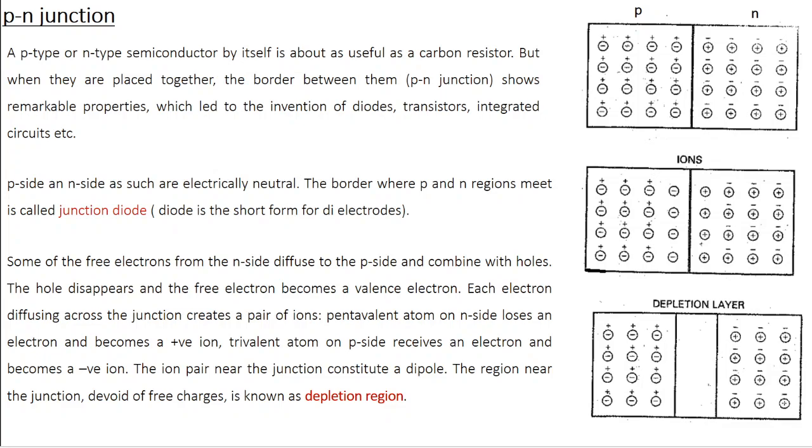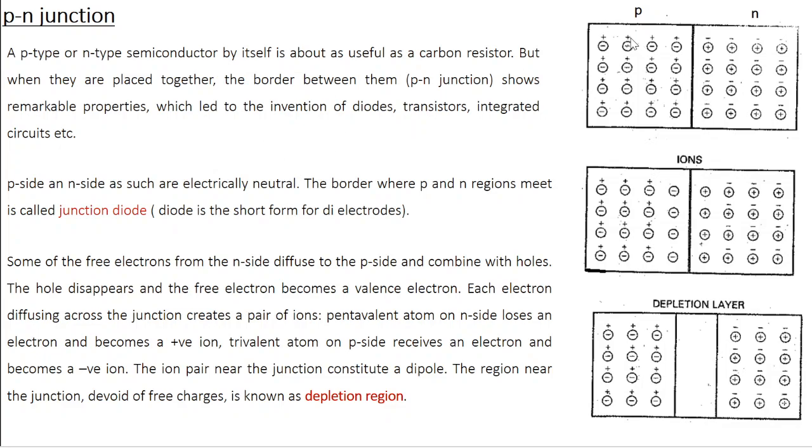When you take a p-type material and place it next to an n-type material, the junction between the two, the border between these two materials, which is known as the p-n junction, is going to show some remarkable properties, which eventually led to the invention of diodes, transistors, integrated circuits, etc. So let's now try to understand what the charge dynamics are at a p-n junction.